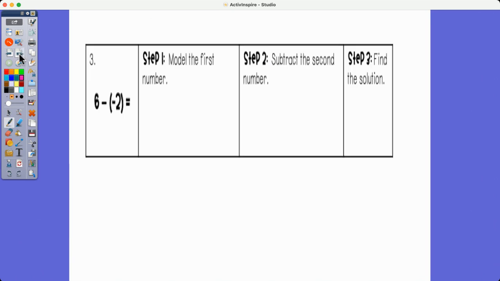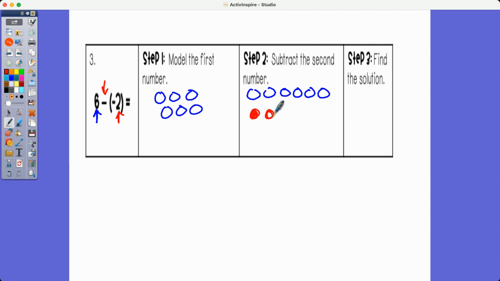Let's move on. This time we have positive 6. 1, 2, 3, 4, 5, 6. It wants me to take away negative 2 though, right? That's what it says. Take away negative 2. I don't have any negatives, so I'm going to put 2 negatives in there. But in order to do that, it has to be a 0 pair. So I have to match these up, right? There's my 0 pair. Now I can take away the 2 negatives.